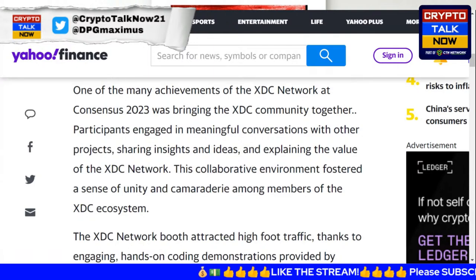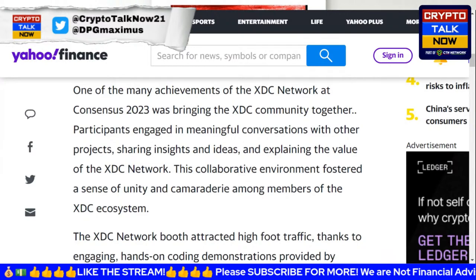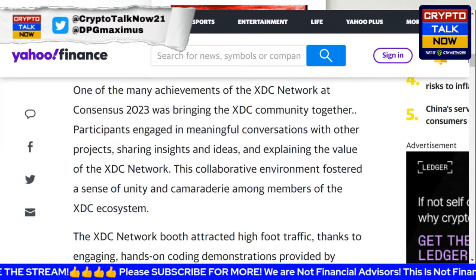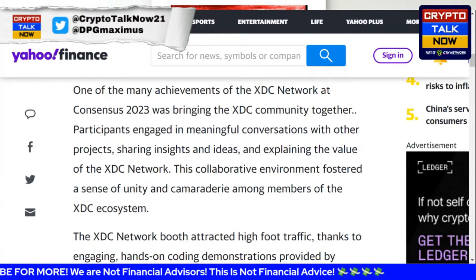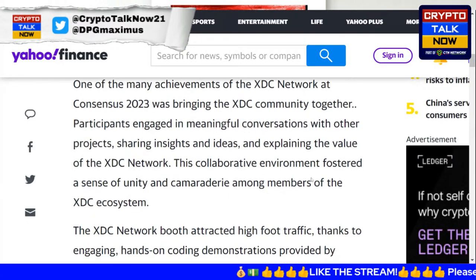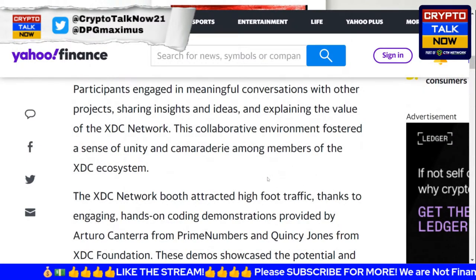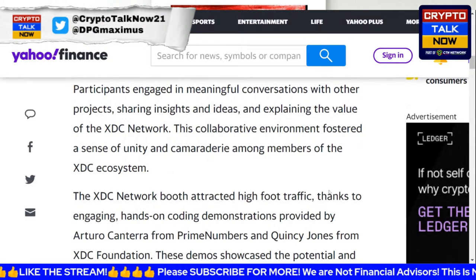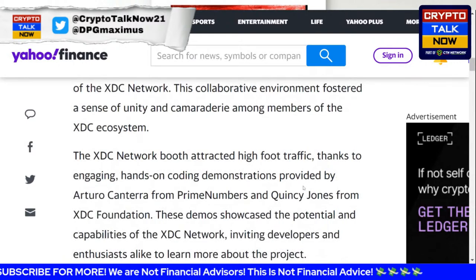But let's face it, on the surface, all they heard about was old smart contracts of what Ethereum brings to the table. And then all they know is that's too expensive. I mean, you gotta keep in mind, things like this do happen, right? You meet new people, they educate you about, for instance, XDC being like the Ethereum killer. Okay, well, how so? Well, they rub elbows, they talk. So it says this collaborative environment fostered a sense of unity and camaraderie among members of the XDC ecosystem.